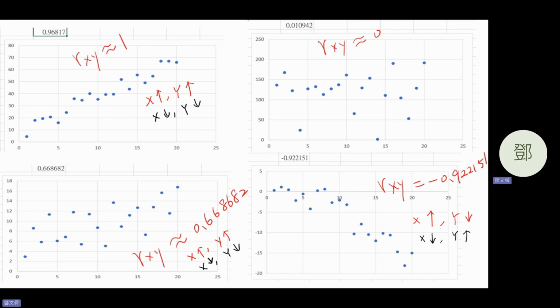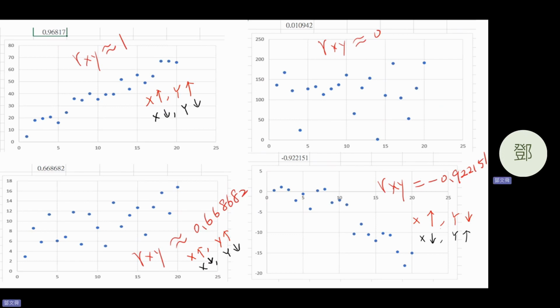When I use Microsoft Excel, I obtain their correlation coefficient, which is 0.96817, which is very close to 1. This means that they have a strong relation for movement. You go up, I go up. You go down, I go down. And that's called movement. Understand?